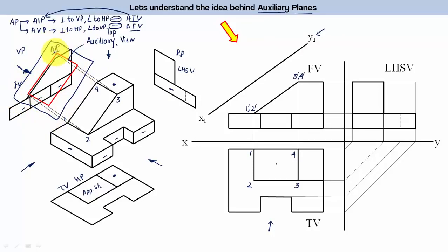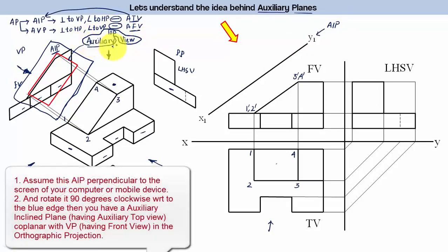Okay, which is known as the auxiliary inclined plane. When you look at that plane from the front, only this line will be visible. That's why we are drawing a line over here. This is what you call an auxiliary inclined plane, and the view that you're going to be obtaining in this particular plane is what you call the auxiliary top view. All right, so we'll be having an auxiliary top view over here.